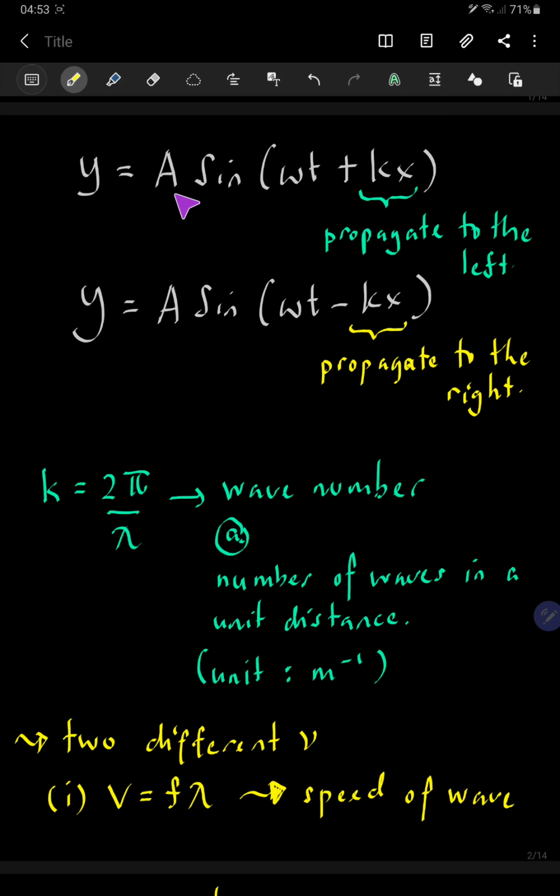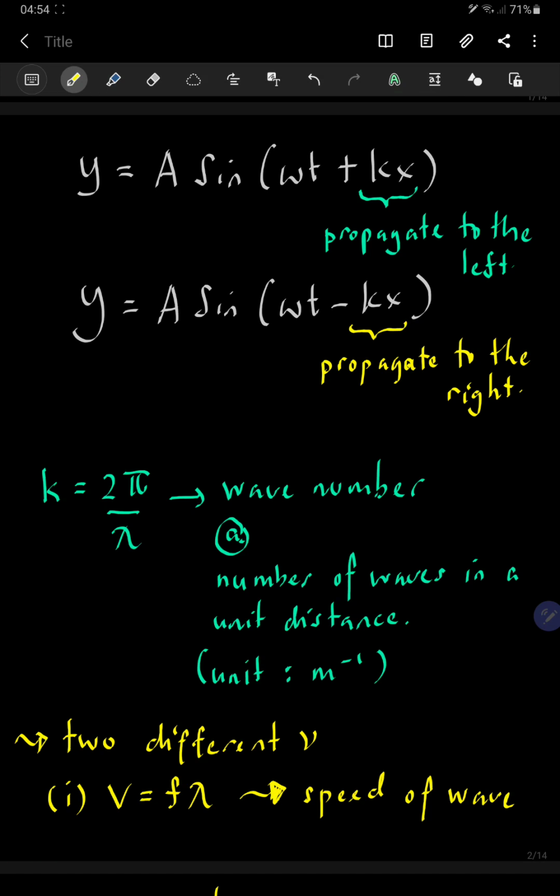For the other symbols, they are still the same as in chapter 9. y is the displacement of the particle, a is the amplitude, omega is the angular frequency or angular speed, t is the time, and x is the wave distance, the displacement of the wave.